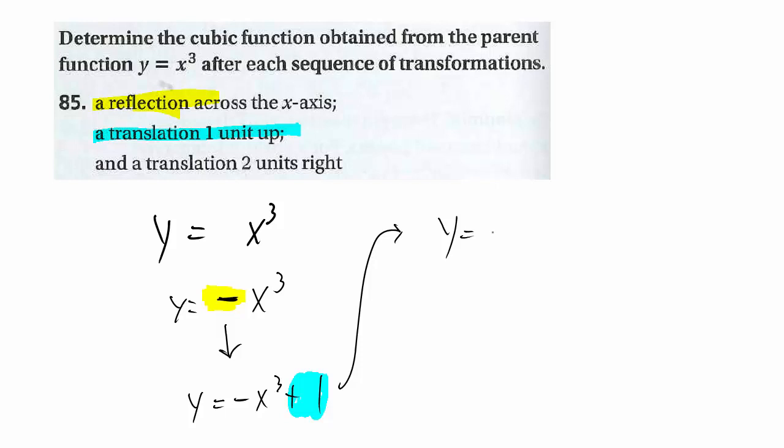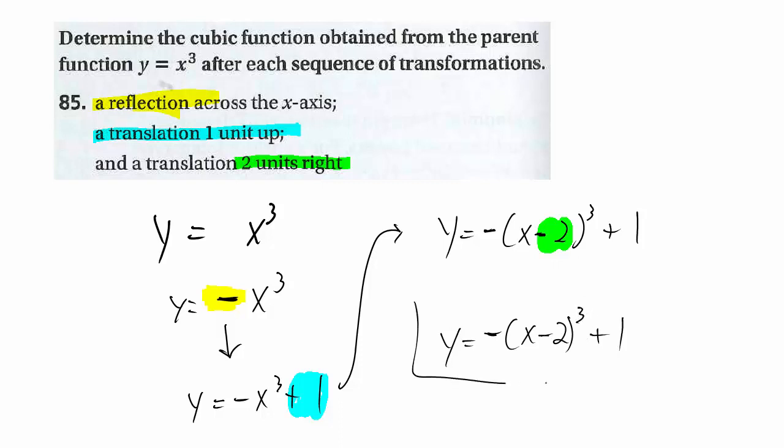So I still have the y equals, and I still got the negative. But instead of just x cubed, it's going to be x either plus or minus something, cubed. When you translate it 2 units right, it's not going to be a plus 2. It's going to be a minus 2. So the thing that translates it 2 units to the right is this minus 2 right here in the parentheses. So your final answer is y equals the negative reflects, the minus 2 shifts it right, don't forget your cube outside the parentheses, and the 1 shifts it 1 unit up. That's the answer to number 85.